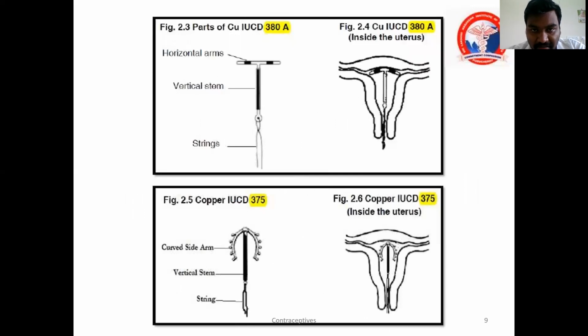When we see the parts of the IUD device, the first figure indicates there are two things: one is the horizontal arm and vertical stem, followed by the string. The patient should be made aware of the string. The patient should be motivated to check this string.